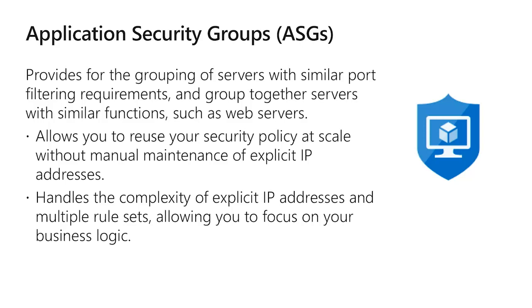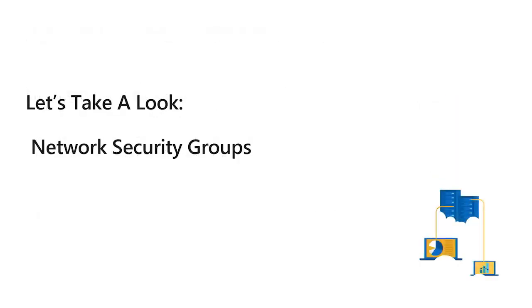But the great thing about application security groups, they allow us to group computers by names. In other words, I don't have to know their IP address. I don't have to know anything else about them. I just have to put them in a group name that allows me to organize it and control flow of traffic. And when we see the network security group here in just a minute, you're going to see how application security groups can actually govern all of that. So let's take a look.